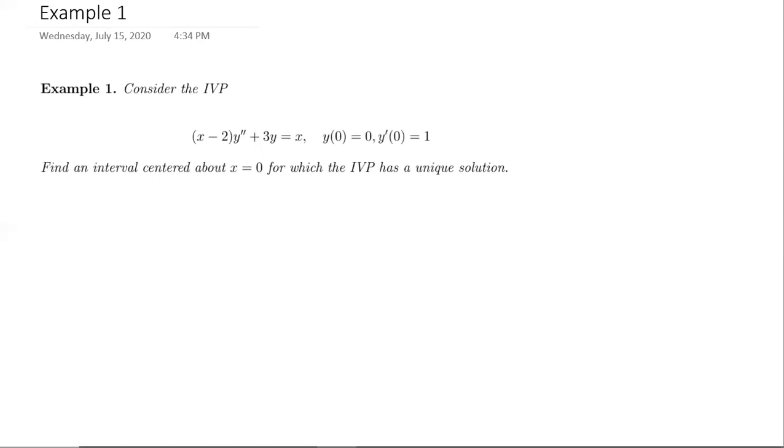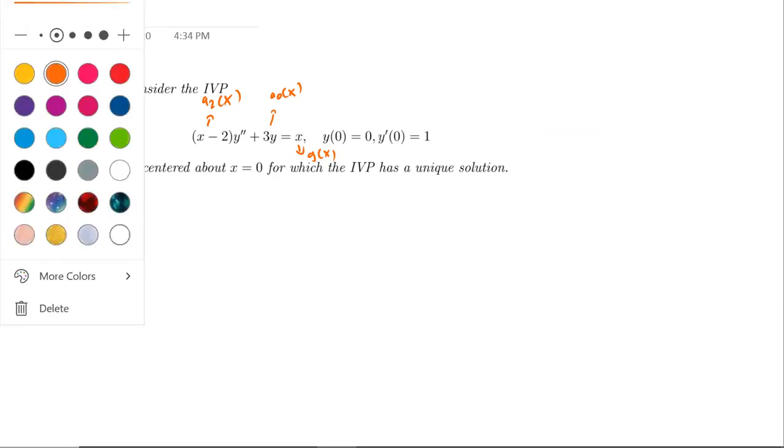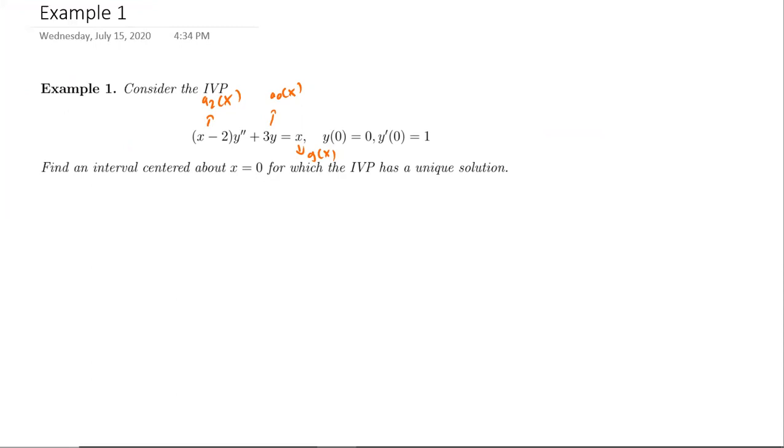Giving them the same names as above, this would be our a_2(x). a_1(x) is 0 because there's no term involving the first derivative. This would be our a_0(x), and then this would be our g(x). So those are the functions we're working with. Okay? So let's go ahead and find an interval on which all of these functions are continuous and where a_2, the function that's multiplying the highest order derivative, is not equal to 0.